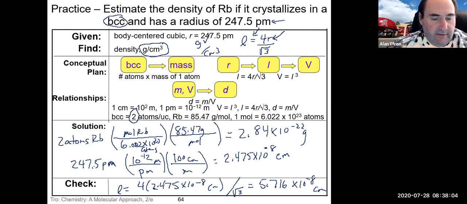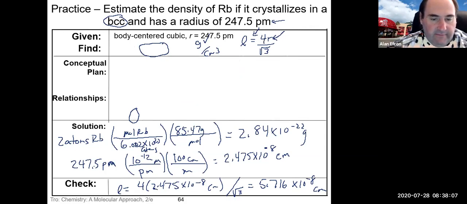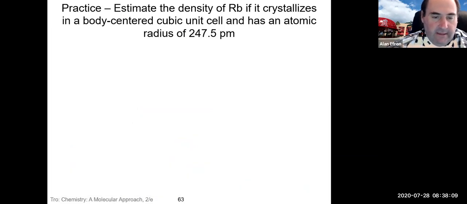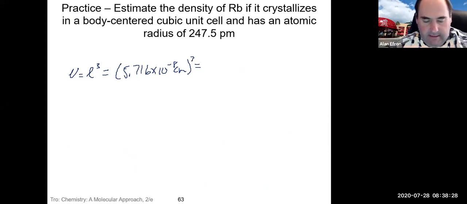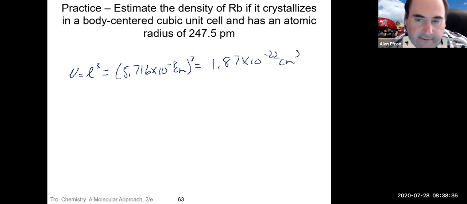We're then going to have to cube it to get to our volume. So our volume will equal the length cubed, which gives us 5.716 times 10 to the minus 8 centimeters cubed. That gets us 1.87 times 10 to the minus 22 cubic centimeters. So that is, again, the second number that we really need to get to our density.